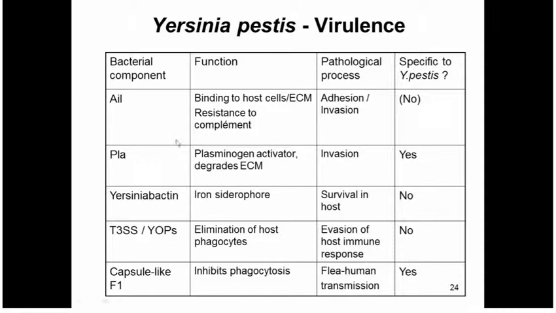Okay, so adhesion. The main adhesion molecule for Yersinia pestis is Ail, for adhesion invasion locus. It's a non-fimbrial adhesin. It's not really specific for Yersinia pestis because it is present in other Yersinia species, Yersinia enterocolitica, pseudotuberculosis. But in Yersinia pestis, this is the main adhesion molecule. How do they get iron? Okay, Yersiniabactin produces a very high affinity iron siderophore.